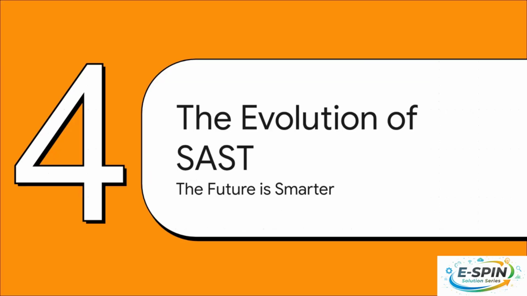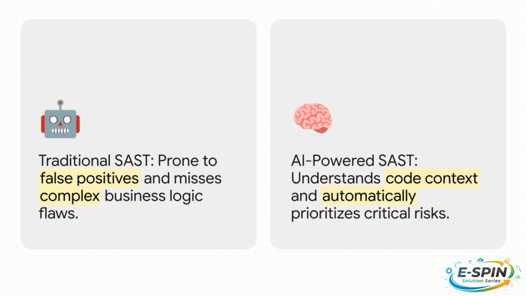But the story doesn't end there, not at all. SAST itself is evolving. It's becoming more powerful, more intelligent, and that's largely thanks to the rise of artificial intelligence. And honestly, this is where things get really, really exciting. So the traditional SAST tools, they were very rule-based, and that often led to this flood of false positives. Just a ton of noise. It's like a smoke detector that goes off every time you make toast.